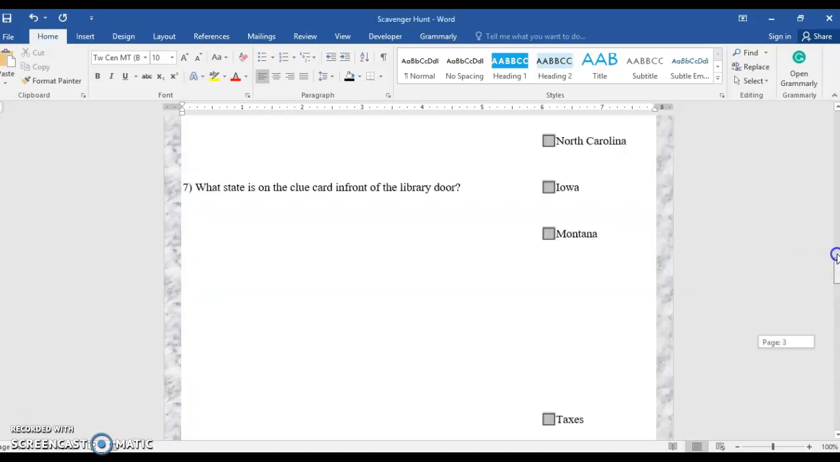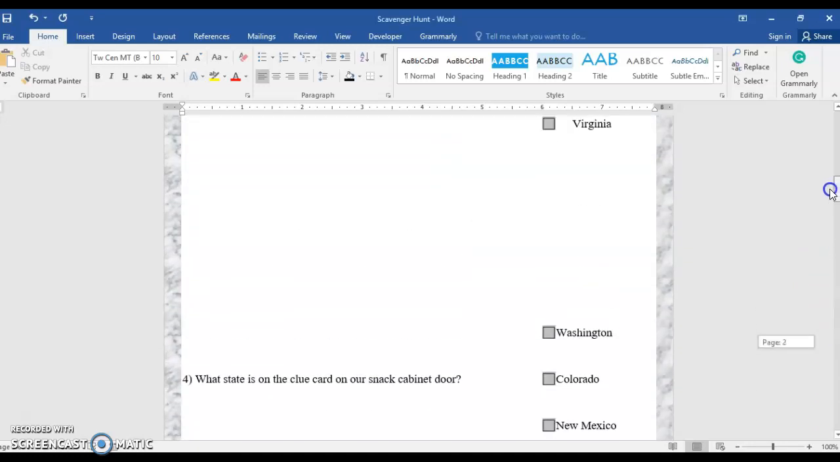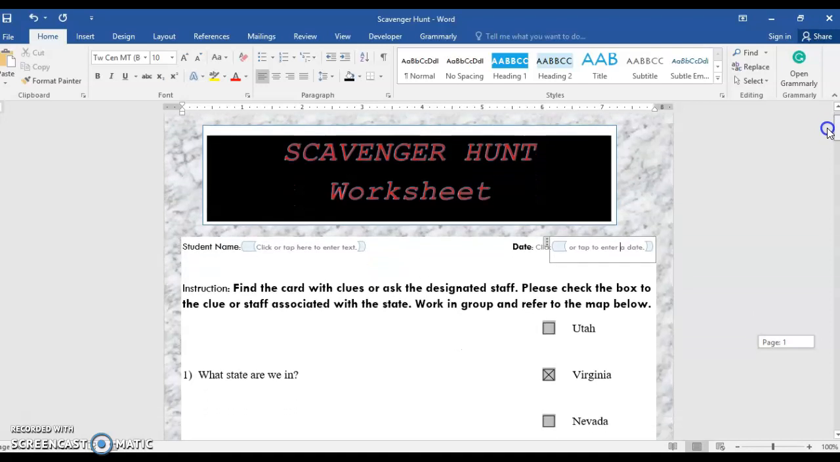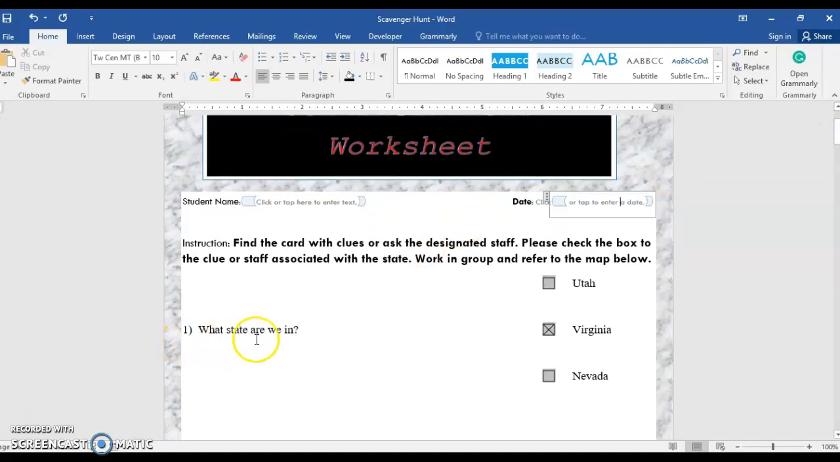All right, this is the outline section of this assignment. We have here a scavenger hunt, so the students have an opportunity to go around the classroom, go around the library, and ask questions and interact with their peers and the staff. So the first question is an example of the instructions. What state are we in?